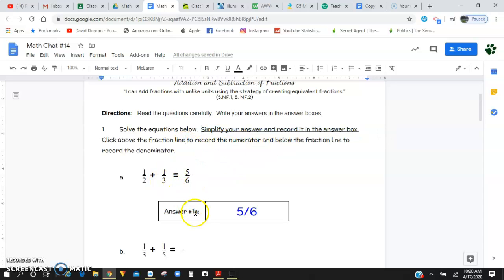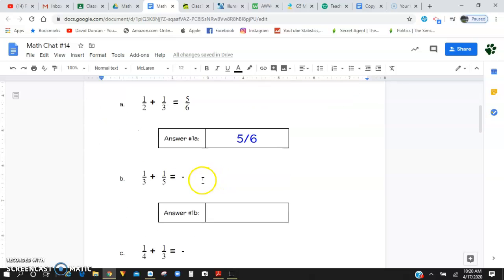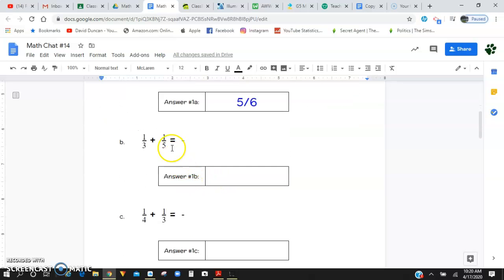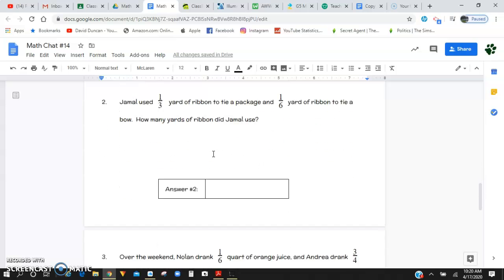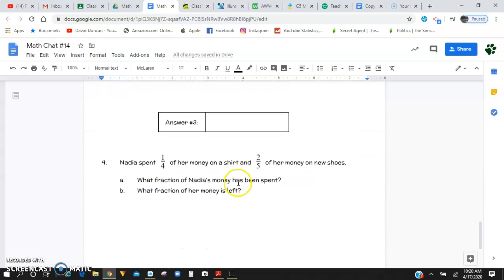This should be a pretty basic review for you guys for adding and subtracting fractions. I don't think you have any with like denominators. No, they're all unlike denominators.